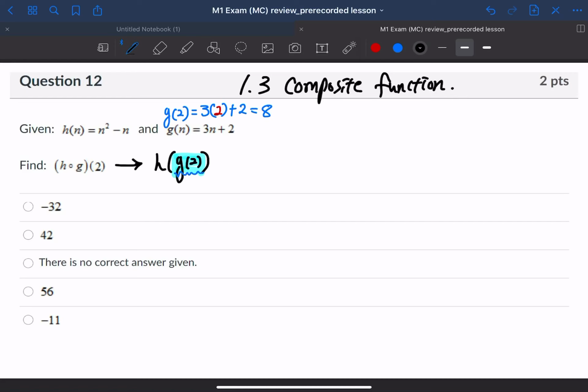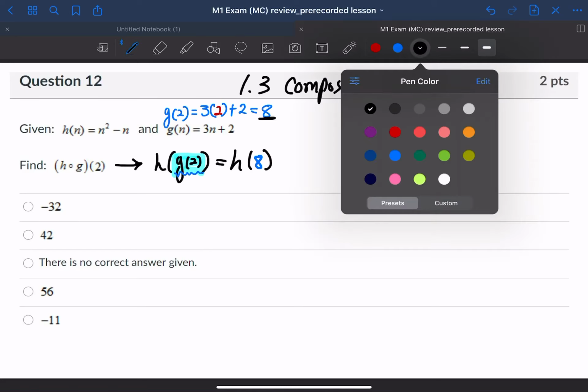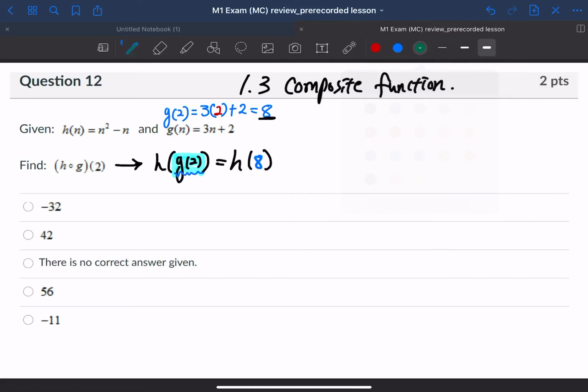So I am going to rewrite my function as h of 8 because my g of 2 was 8. Okay, so let's use a different color. My h of n was n squared minus n, right?